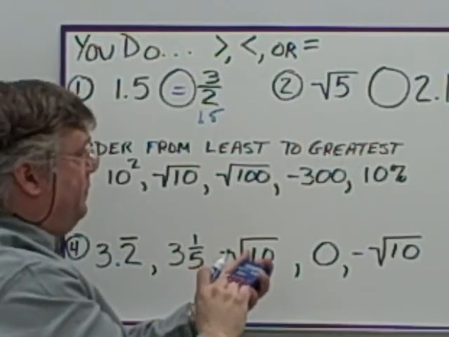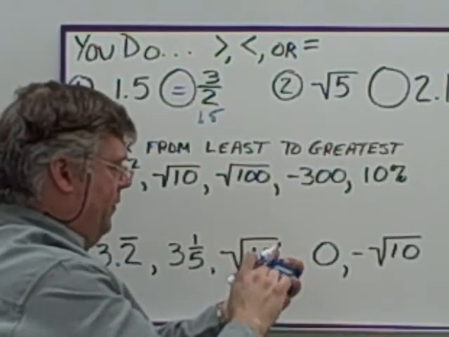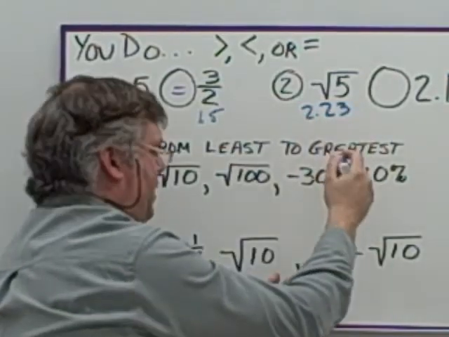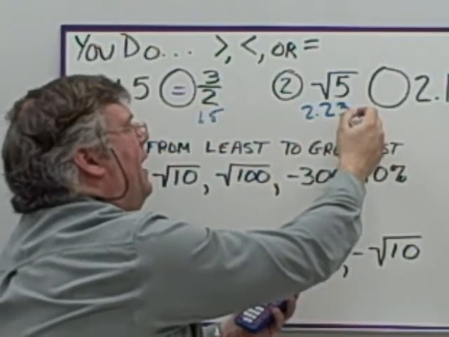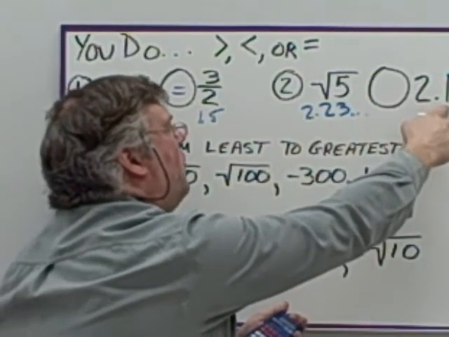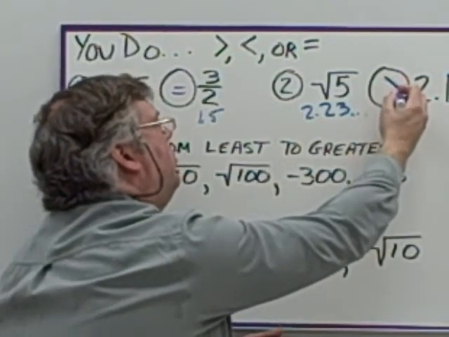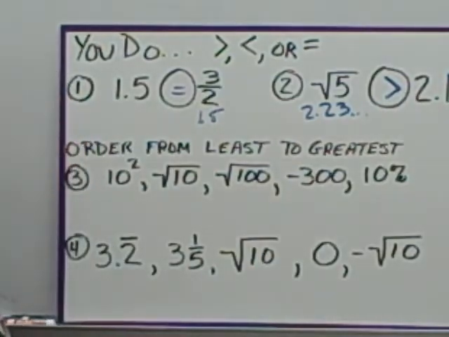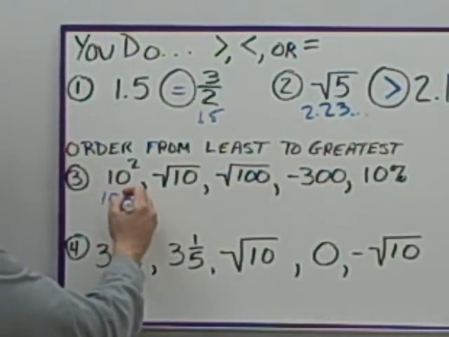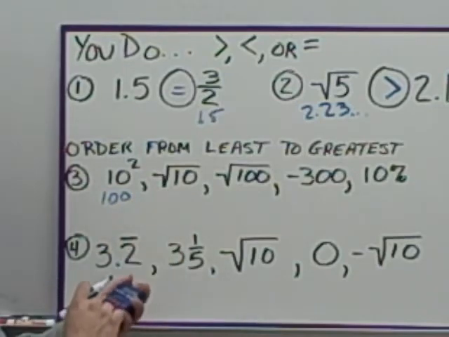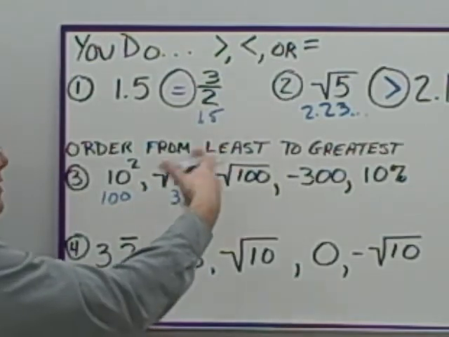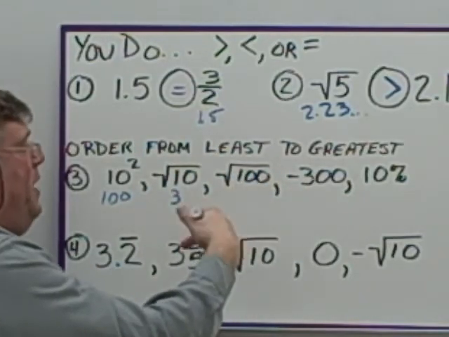Square root of 5 is going to give you 2.23 and more after that. But 2.2 is greater than 2.1. So the gator mouth goes towards the square root of 5. 10 squared is 100. Square root of 10 is going to be about 3. It's going to be 3 point something. I can see that's the only one that's even close to that value, so I'm going to stay there.